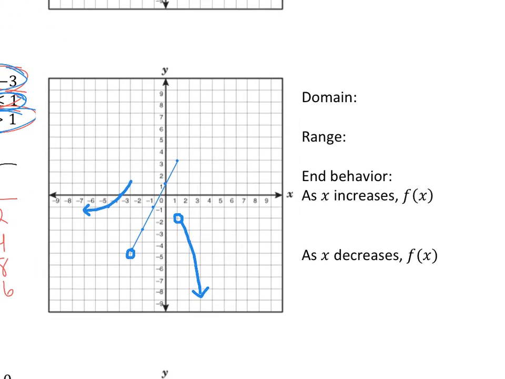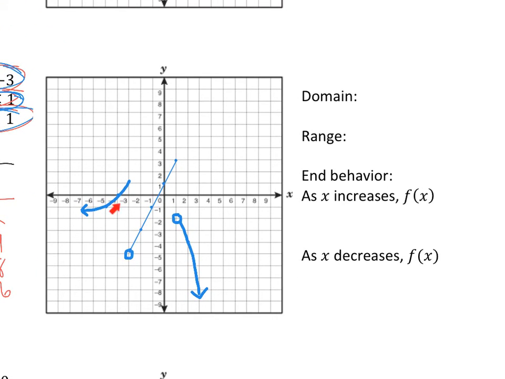Our domain. Because I have a closed circle here and an open circle here, there is an answer or a solution when I plug in -3. So the solution would be 1. Same thing here. Because I have a closed and an open, I'm good. That x value of 1 is included. Because this goes on forever in the negative and in the positive direction, my domain is all real numbers.